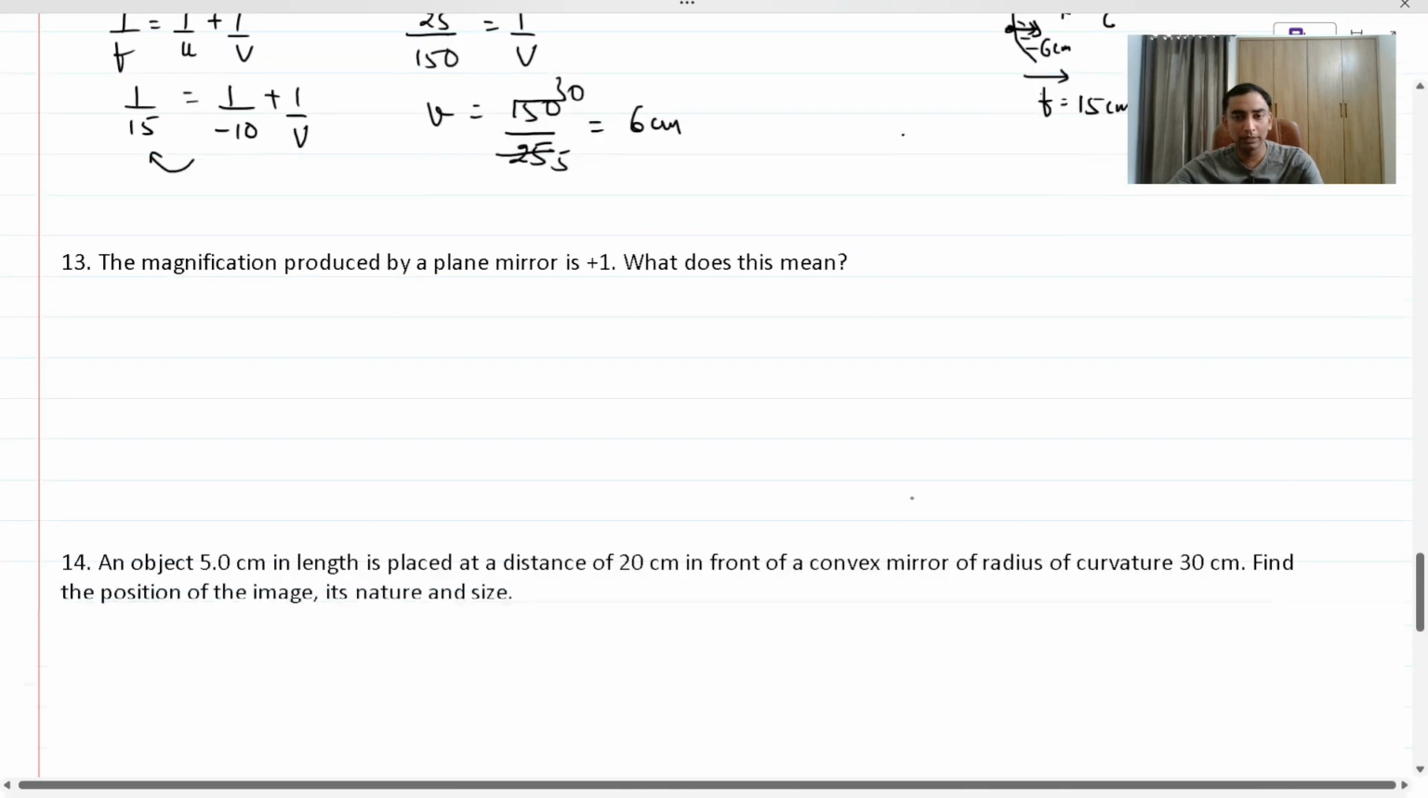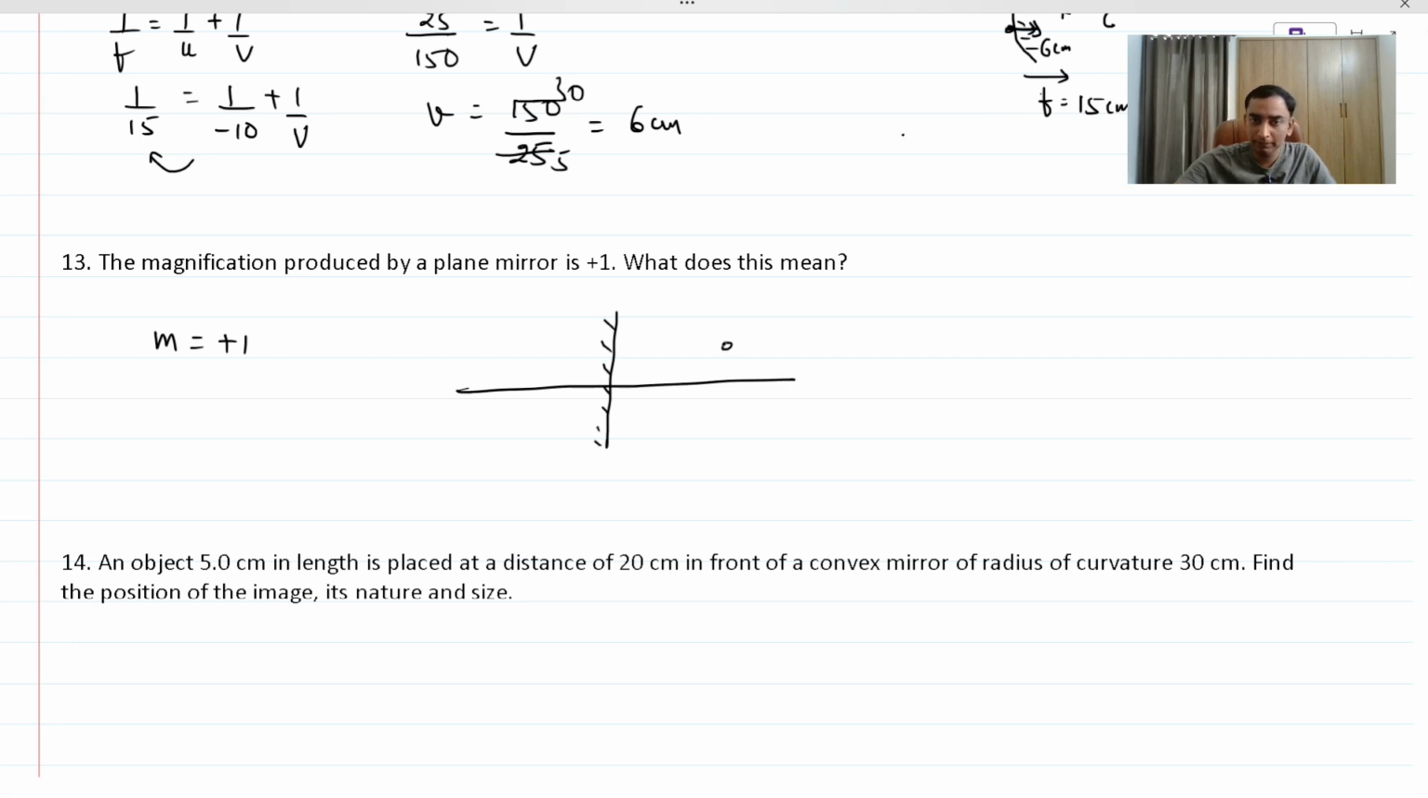Now, in the next question, they are asking, magnification of a plane mirror is +1. What does it mean? See, it basically means that if you are standing in front of a plane mirror like this, suppose the height of the object is 1 meter. You will get the same size image behind the mirror like this, and the image will also be erect and it will be 1 meter.